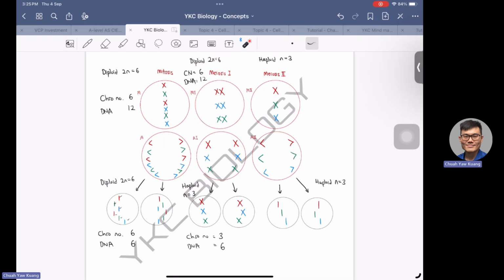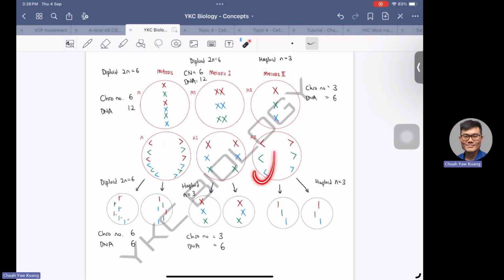Next, these daughter cells will continue with meiosis 2, so they become the parent cell. The numbers will be the same: the chromosome number equals 3, and the DNA content equals 6. So the chromosome number is 3, and for DNA content, each of these has 2, so 3 times 2 gives us 6.